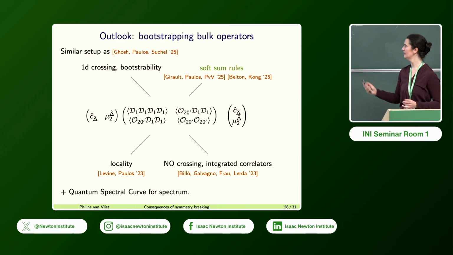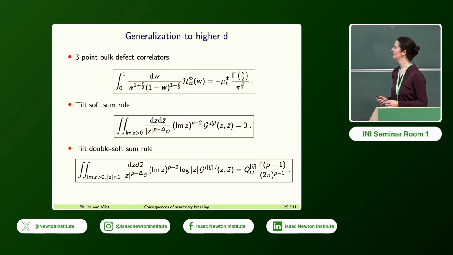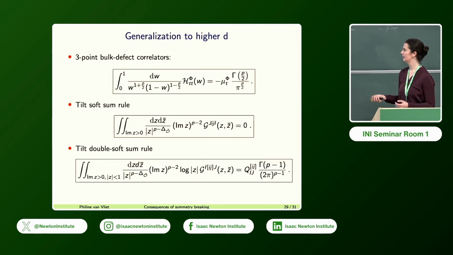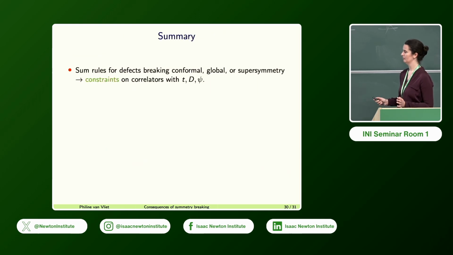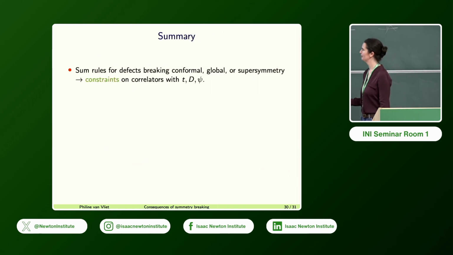Indeed. So this is the outlook, and I've done everything for 1D, but you can do the same thing in higher dimensions. For these bulk defect correlators, it's very simple. It's very similar to the defect 4-point functions. The expressions change a bit, but it's not that difficult. And yeah, that's what we wanted to do.